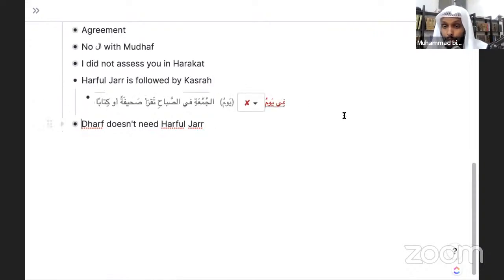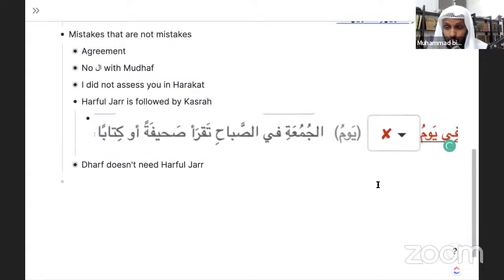حرف الجر is followed by kasrah. Okay, so we have a student that kept on writing في يوم. So the question is يوم. The answer normally was يوم الجمعة في الصباح. Friday in the morning, or on Friday in the morning. Now this student thought that في has to be added, which is not really the case. You don't have to add في. يوم الجمعة means on Friday. You don't have to say on Friday. I can say Friday in the morning she reads a journal or a book.